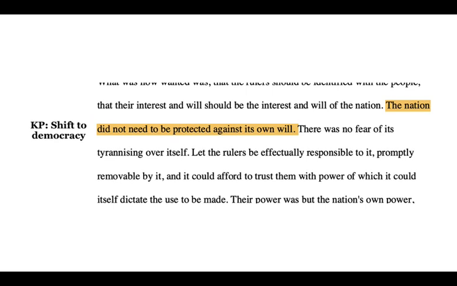I don't think that the word democracy is actually used at all in this paragraph, but I'm realizing just by picking up that paragraph is starting in that place and moving towards that other place, this is a paragraph about a shift to democracy. So I find this sentence, and it says the nation did not need to be protected against its own will, and I'm noticing this is the point in the paragraph where that shift is happening. And that shift is the big idea of this paragraph. So I'm going to write KP for key point and write shift to democracy.